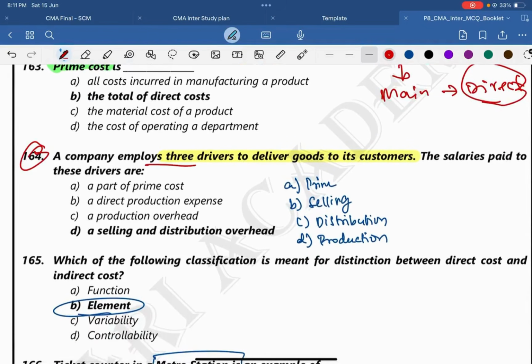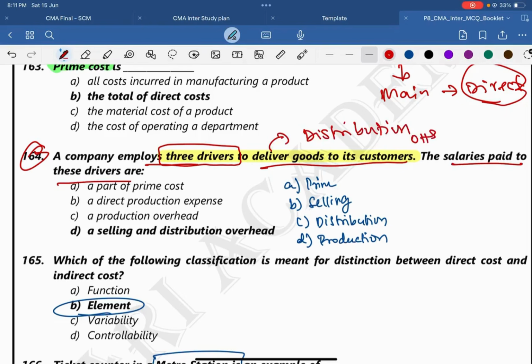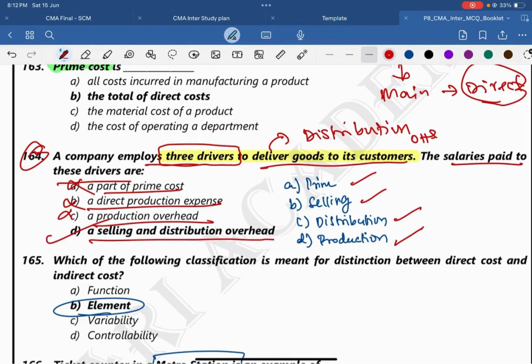164. A company employs 3 drivers to deliver the goods to its customers. The salary paid to the drivers is known as distribution overhead. They gave part of prime cost, no. Direct production expense, no. Production overhead, no. Selling and distribution overhead is right. Suppose in the next option they may try to confuse you: prime, selling, distribution and production. Now it's only distribution overhead. Don't go with selling overhead.